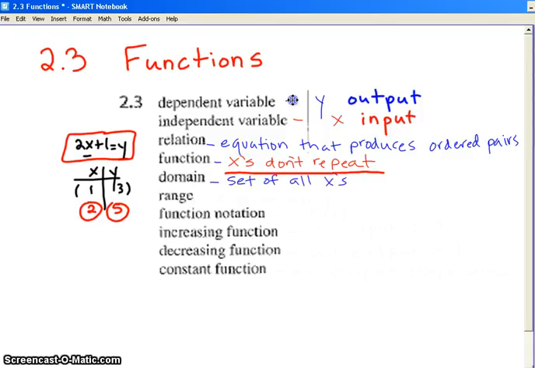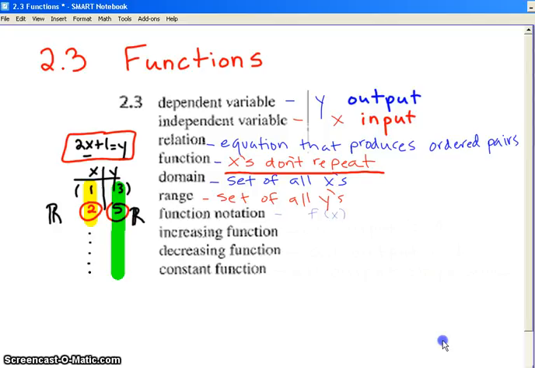Your domain is the set of all x's. So in this little chart I've got going here so far, the domain is 1 and 2. Actually, I could put any number in here, so all real numbers could be put into my domain. The range is the set of all y values. Your y values are your output, remember. So everything in this column is my range. And again, this particular function is going to produce all real numbers for a range.